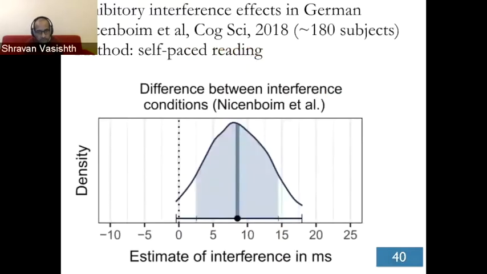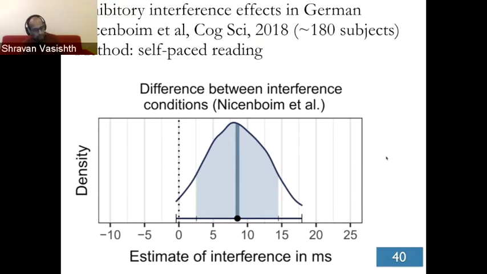Okay. So the empirical result that we got with 180 subjects, this was self-paced reading, was that we see the expected fan effect, the inhibitory interference effect that theory predicts. The effect is quite small, with a mean of 9 and a confidence interval of 0 to 19 milliseconds. So this is a tiny effect, but it's a pretty precise estimate that we got. And it is as theory predicts.